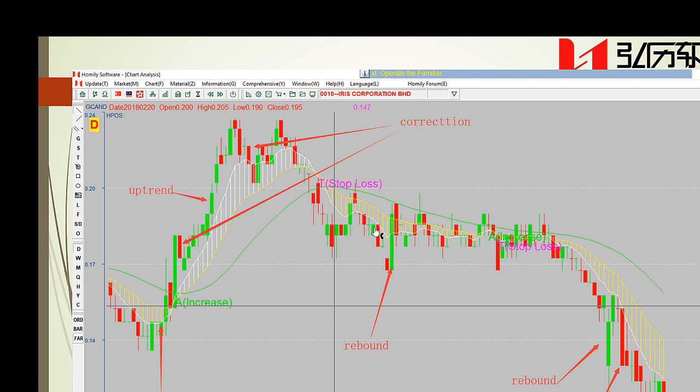So here it means the price has come to rebound. After that, if we see the price here, this candlestick crosses upward through the white line and the yellow line. So here it means the price penetrates upward through the white line and yellow line. So here the trend has changed. The mid-term and short-term trend has changed.